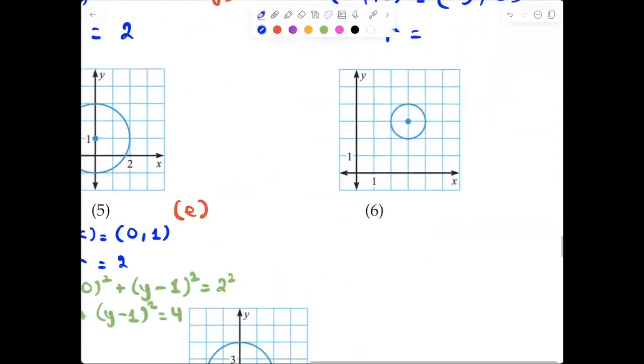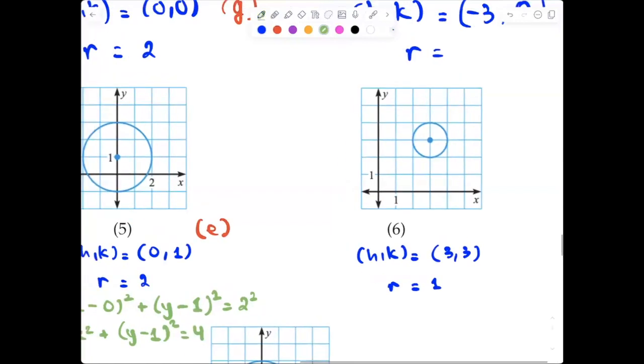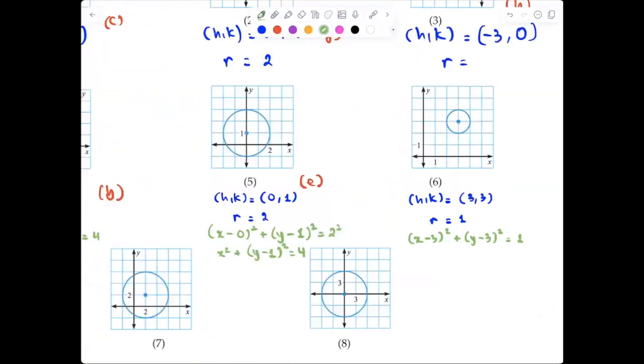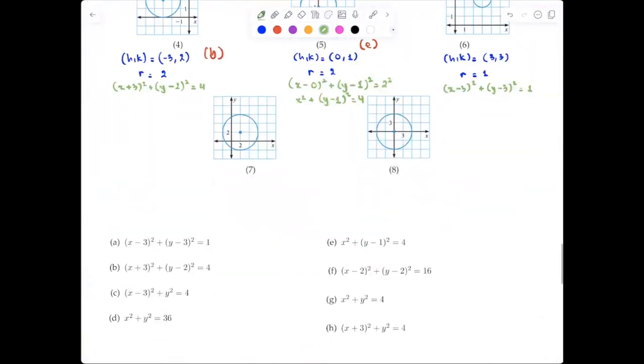For number 6, you have the small circle here. The center is h comma k equal to, so 1, 2, 3 for h, and then 1, 2, 3 for k. So 3 comma 3 is the center, and the radius is equal to 1. So the equation of the circle is x minus 3 squared plus y minus 3 squared equal to 1 squared, which is equal to 1. And we go down to the list of choices, and A is the answer.